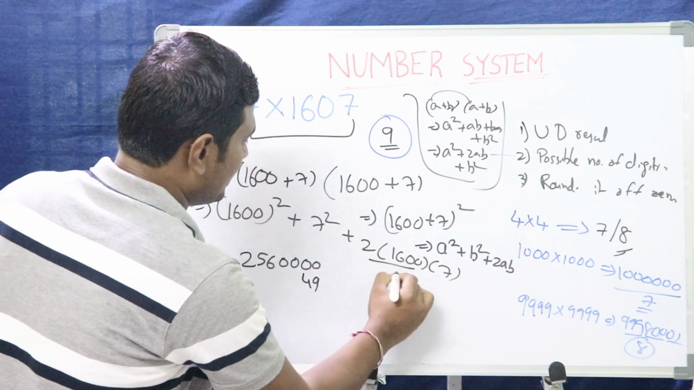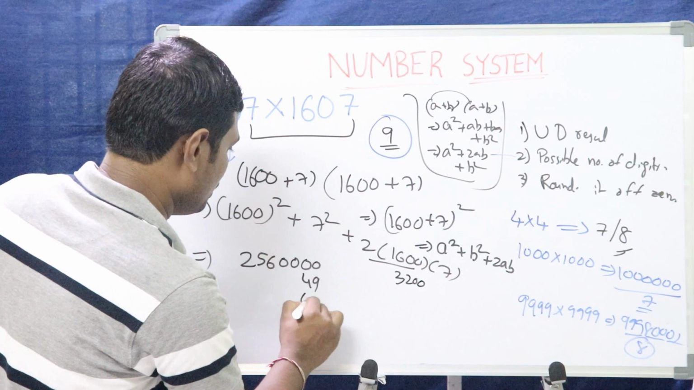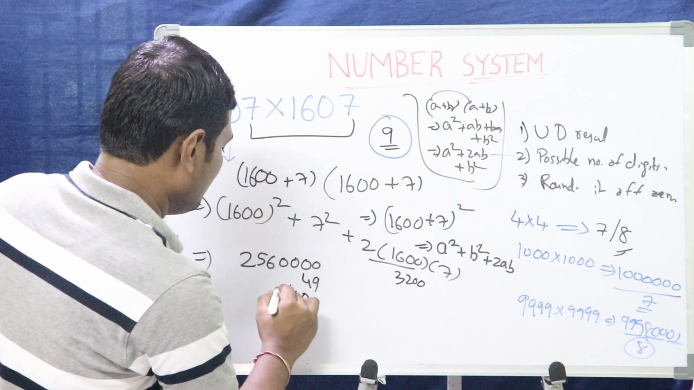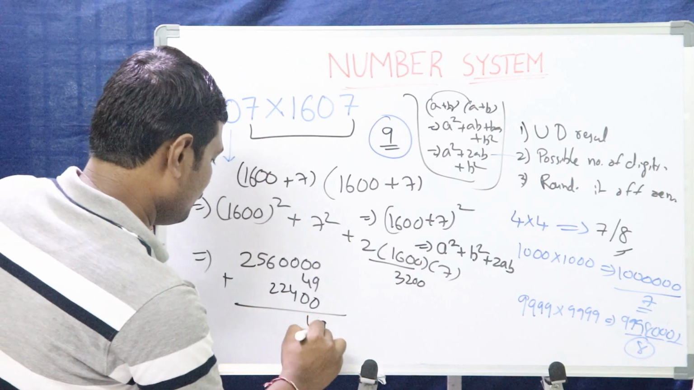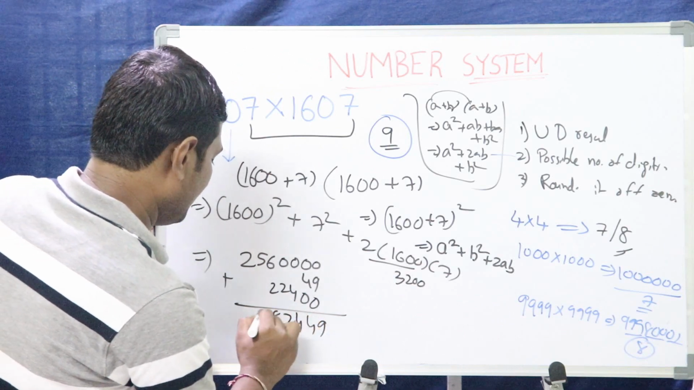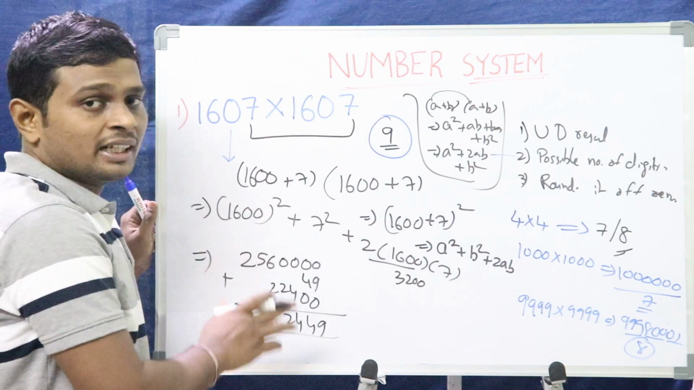And here, 2 times 1600 is 3200. 3200 into 7 gives 22400. If we sum, we get 9, 4, 4, 2, 8, 5, 2. What is the answer here? 2,582,449. This is the answer.